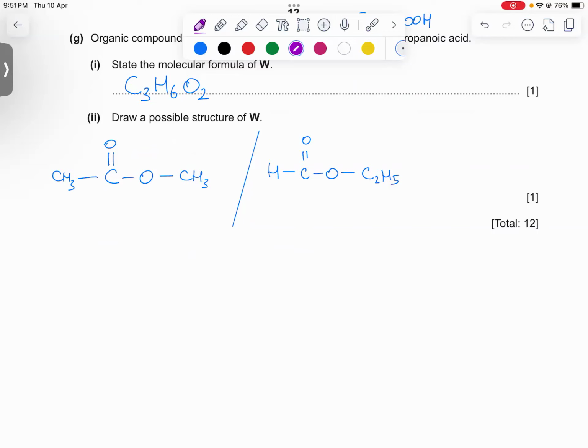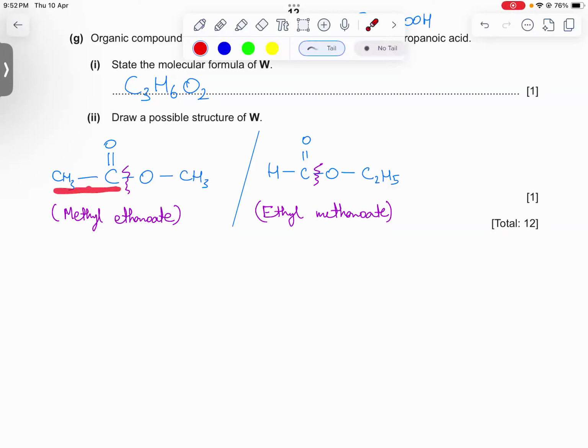This compound is called methyl ethanoate, and this compound is called ethyl methanoate. Okay, we could not have any other possible structures. How did I name it? Just break these bonds right from over here. So this side is the alkanoate side and this side is the alkyl side. The alkyl side contains 1 carbon, so it's methyl. The alkanoate side contains 2 carbons, ethanoate. And on this other compound, the alkanoate side contains 1 carbon, methanoate, and the alkyl side contains 2 carbons, ethyl. Okay, this is how the names are written.